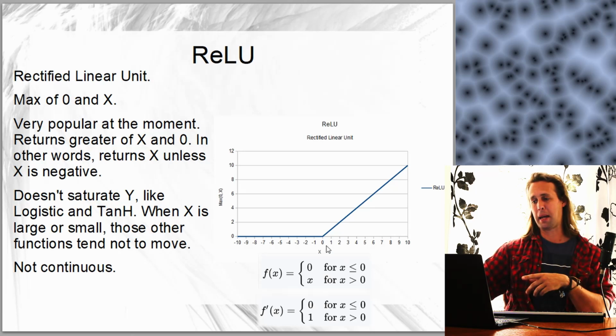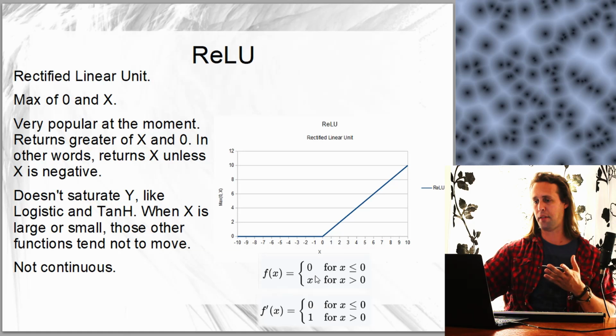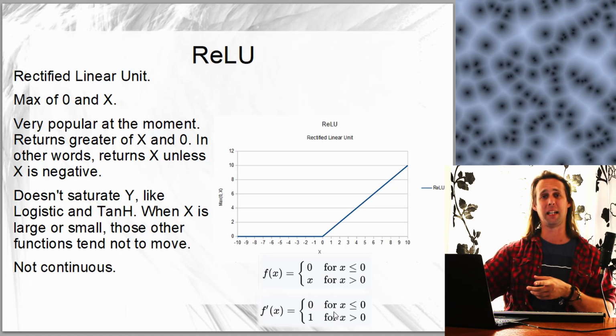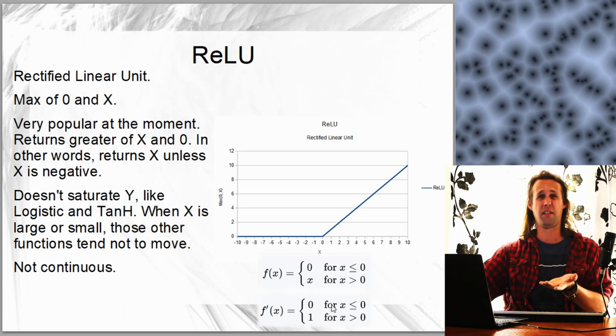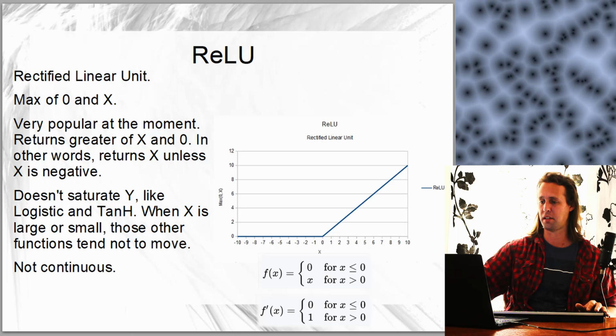And the other thing about it is that it's not continuous. So these are the functions down here. F of x, if it's less than or equal to 0, then return 0, otherwise return x. And the derivative for it is really, really easy. The derivative is 0 if it's a negative number, or 1 if it's positive.